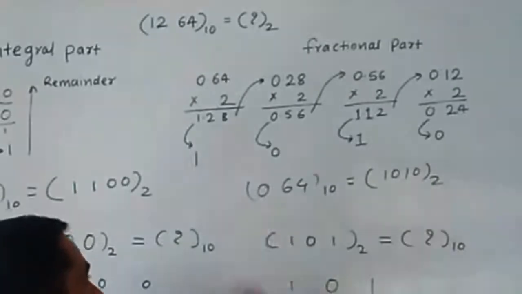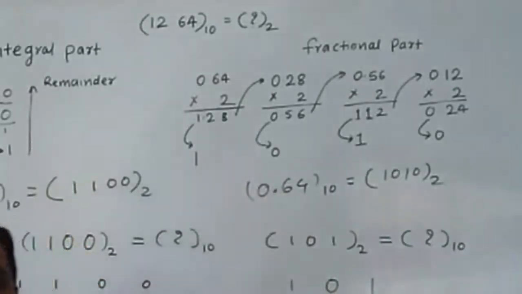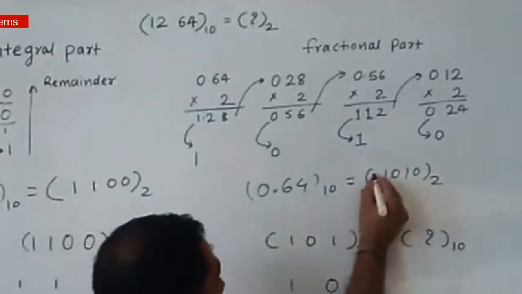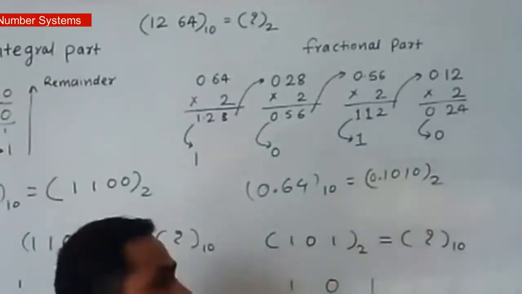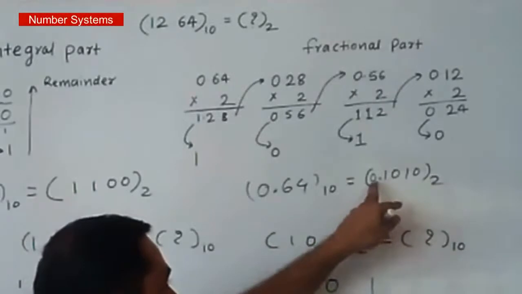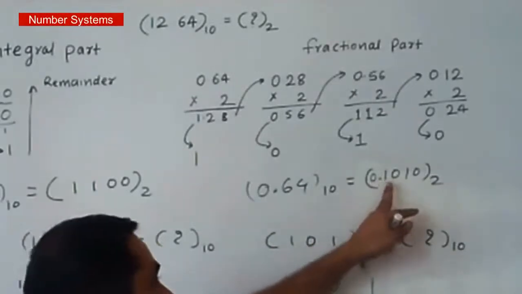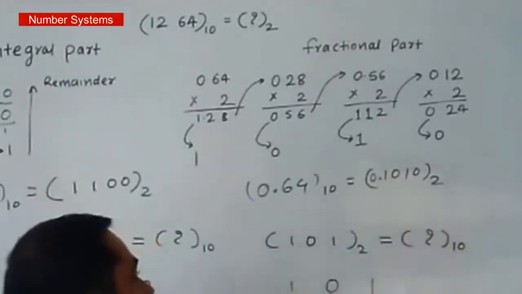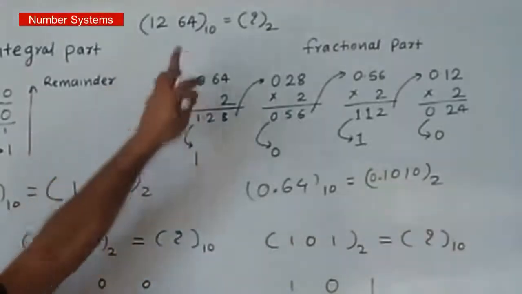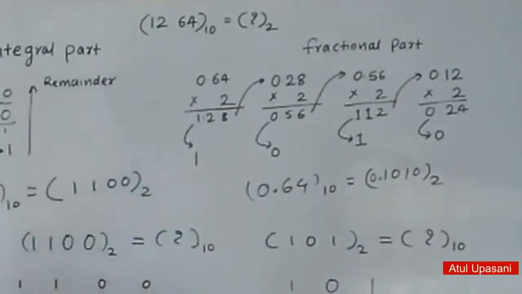When we denote any decimal number, a decimal point is denoted there. In the same manner, we can denote a binary point also. So here the conversion is 0 point, that is the binary point, 1010 in binary. So this is how any decimal number can be converted into binary.